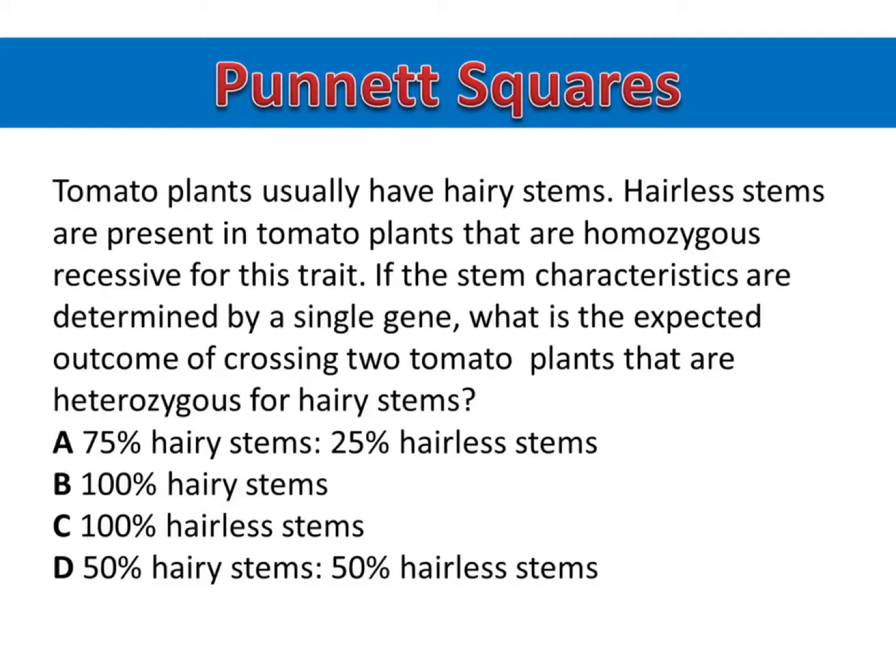Now, before I can make my Punnett squares, it's important that I understand what genotypes I'll be using. And so it tells me that I've got two tomato plants that are both heterozygous for hairy stems. Now here is where most students get hung up on this problem. They don't tell me what letter to use. They don't tell me what capital and lowercase letter goes with hairy stems and hairless stems.